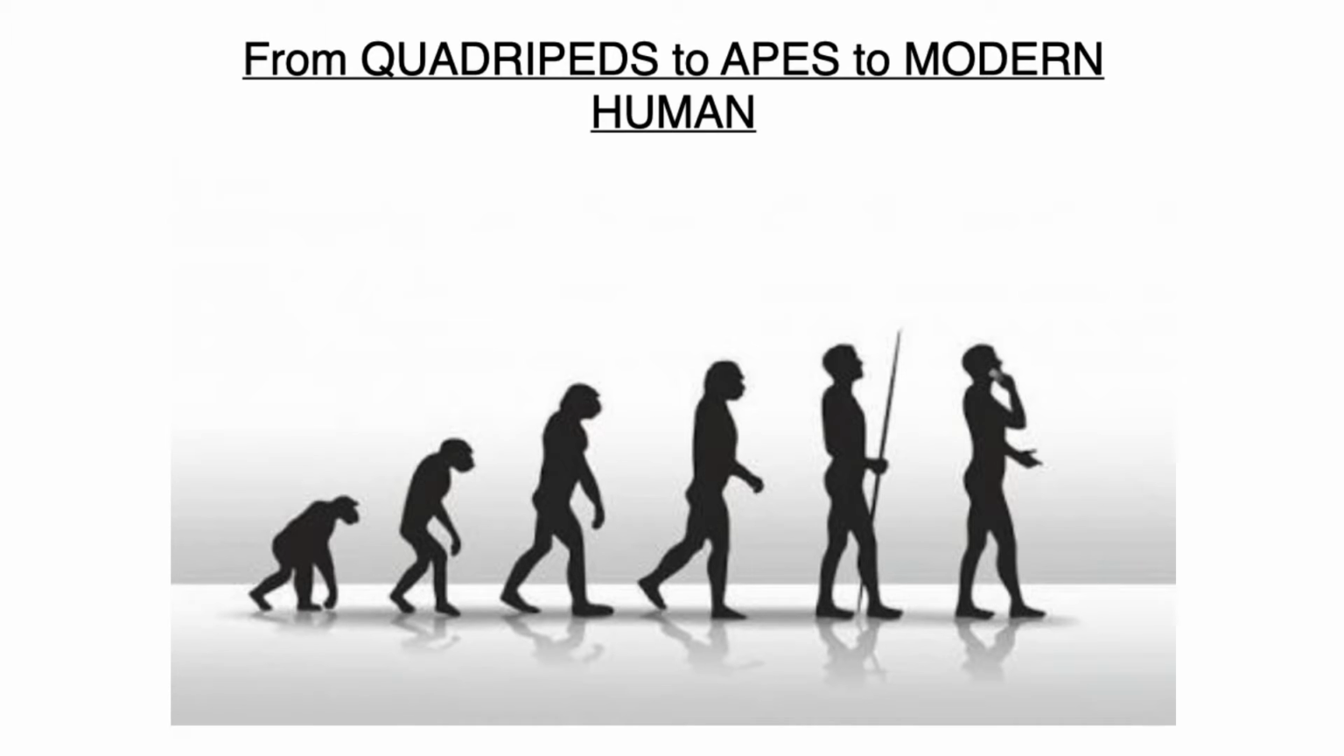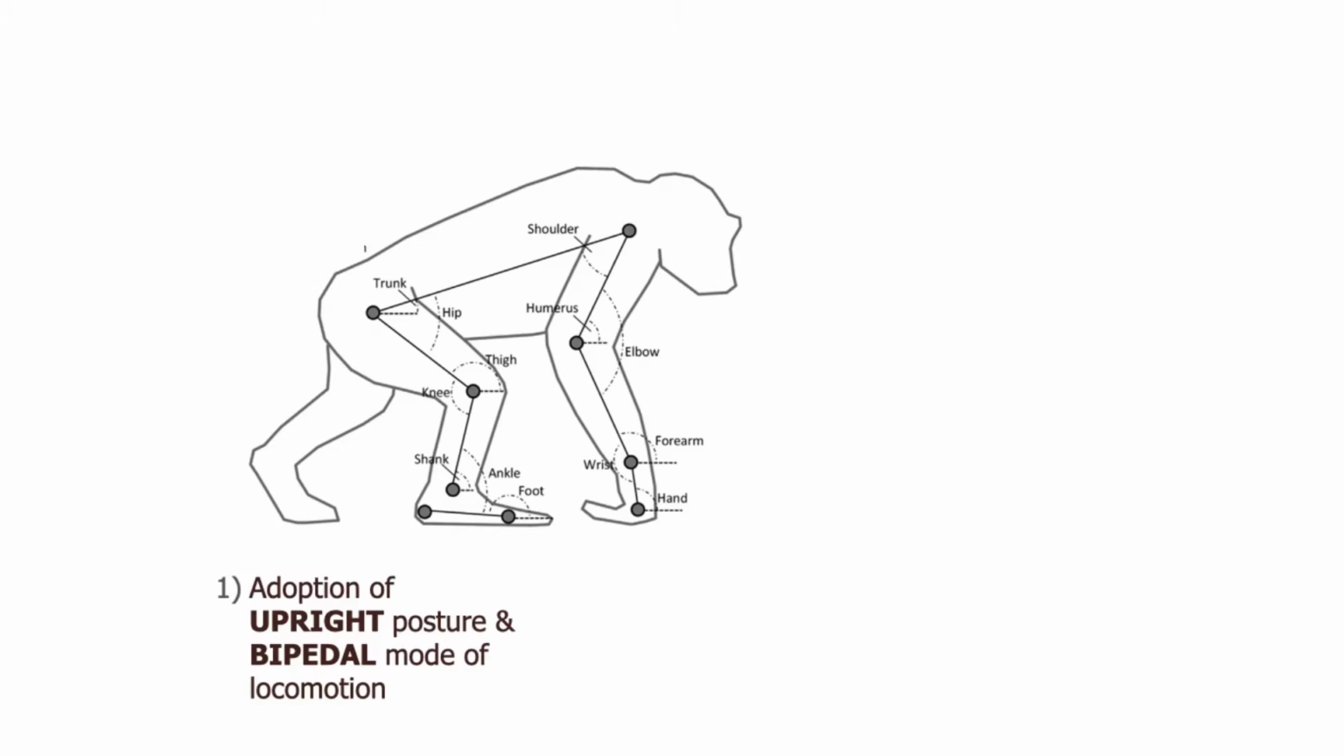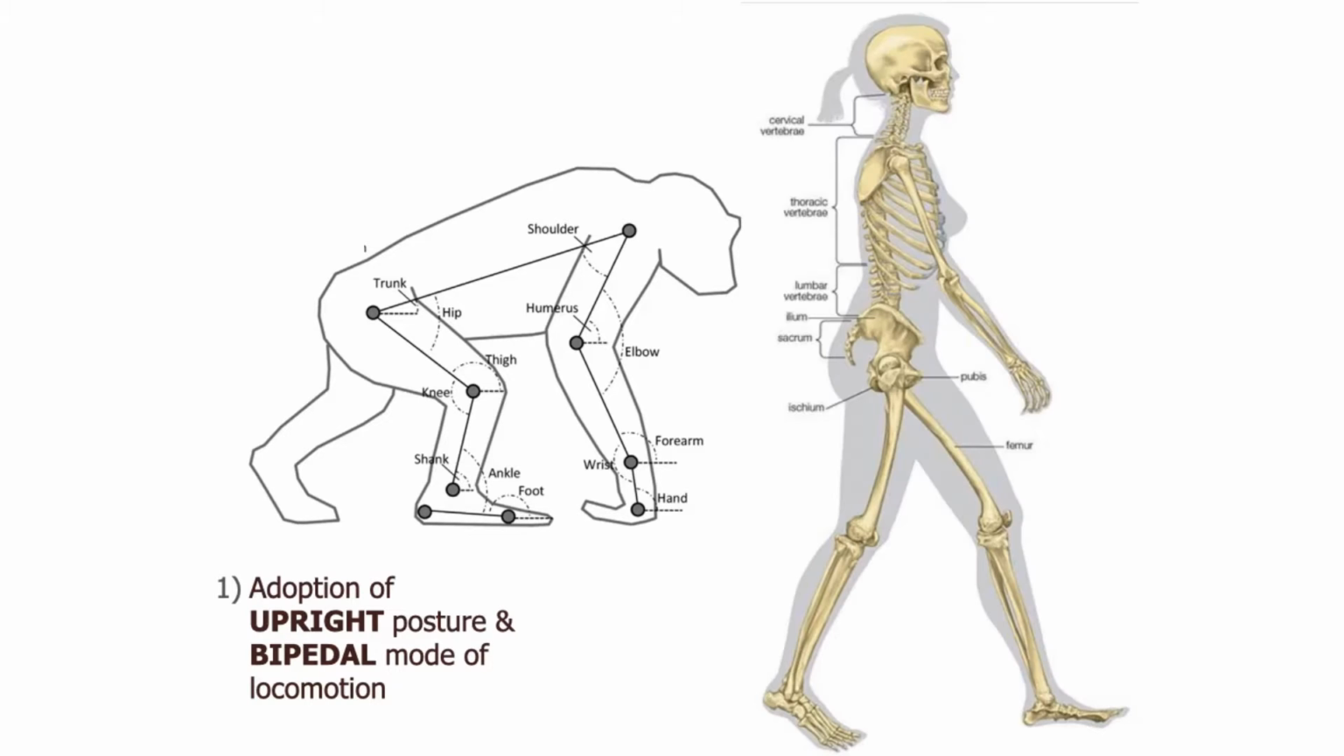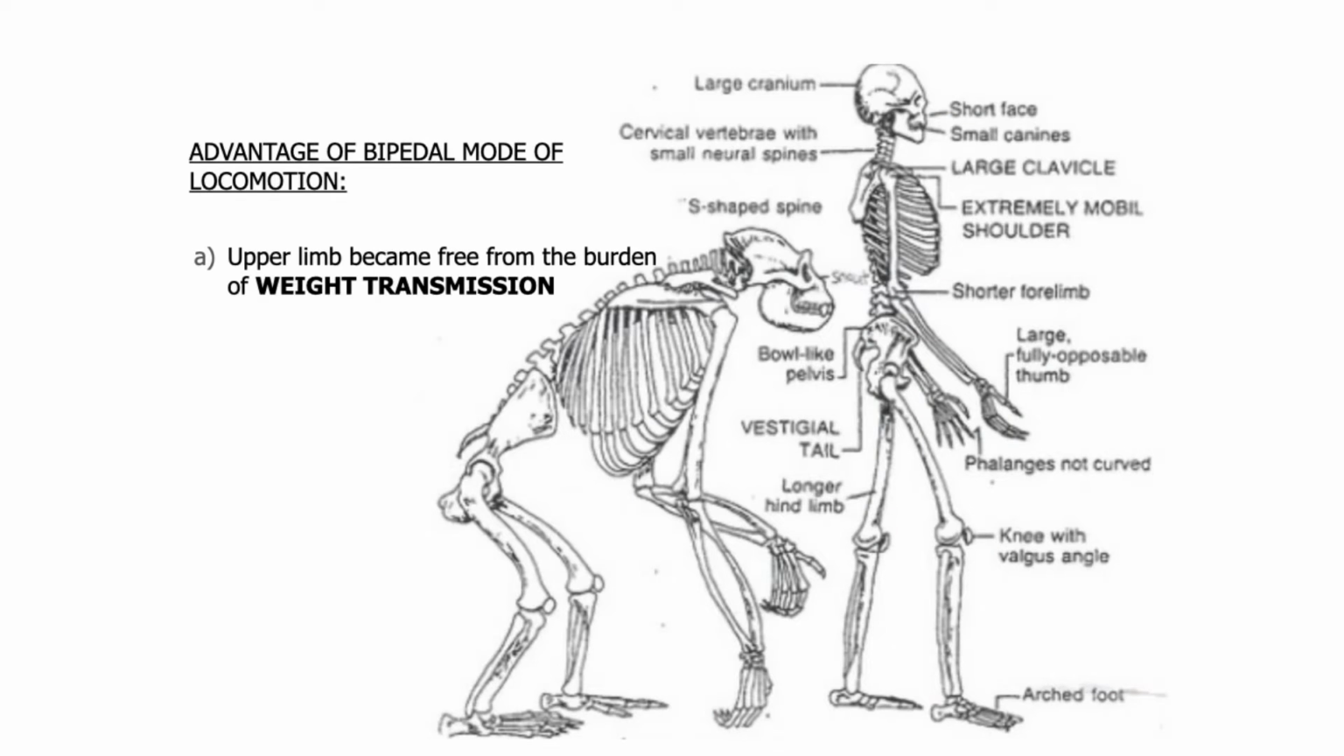Students, during the process of evolution from apes to human, many changes were acquired. Let us see those changes one by one. Unlike primates, we humans have upright posture and we use bipedal mode of locomotion. As a result, upper limb became free from the burden of weight transmission, as you can clearly depict in the illustration present on the slide.